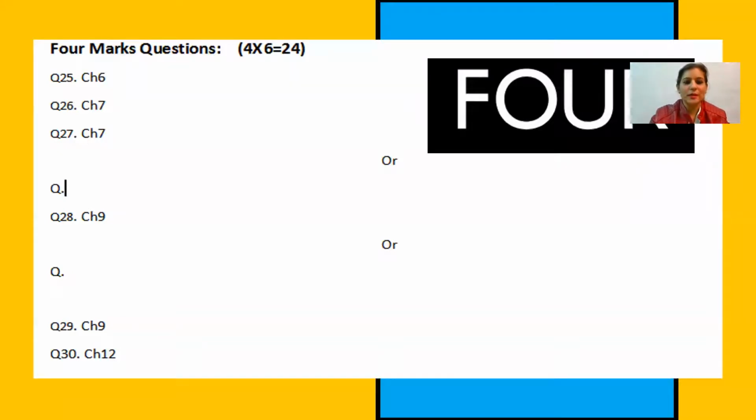Question number 26 and 27 have been taken. Question number 7 is an internal choice question. An option from the same chapter will be there. It may be from a different chapter. It may be like a multidisciplinary question.